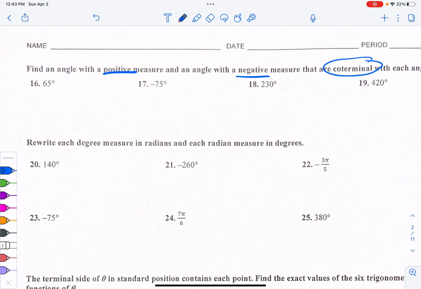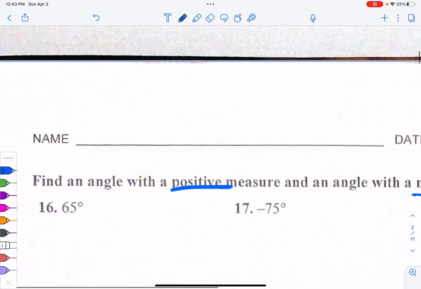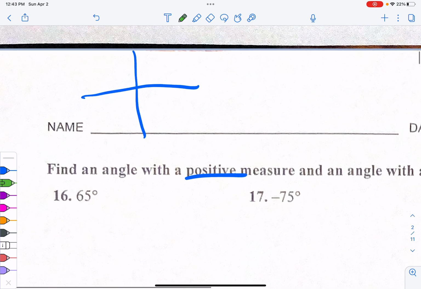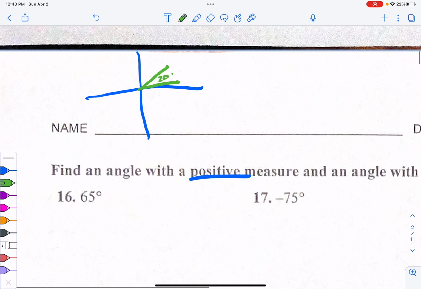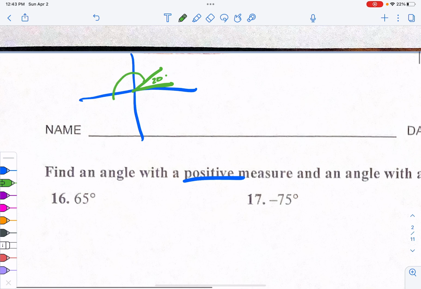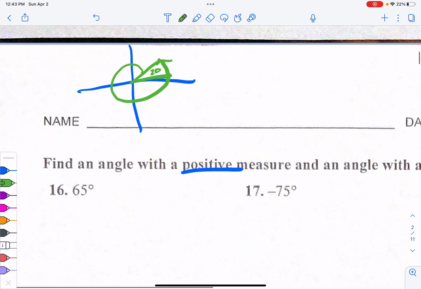And coterminal means they're at the same stopping point. So if you remember when we did this section, if I have an angle that is, let's say, 20 degrees right here, in the first quadrant, and I go one more cycle around, adding 360 to that, 380 degrees would be the same stopping place as 20 degrees. So those are considered to be coterminal, okay?